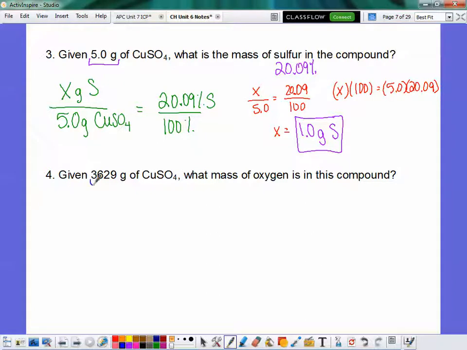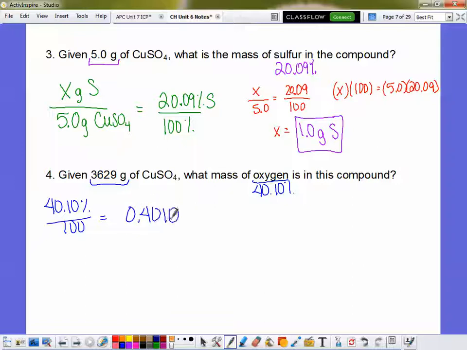So, in number 4, we have a different mass of the whole compound, and we want to know what mass is oxygen. And as Brendan told us before, of the whole compound, we had 40.10% oxygen. So instead of setting it up as a proportion, which you can certainly do, if that method makes more sense to you, do it that way. But like I said, I wanted to show you both ways. Here, we're going to first divide 40.10% by 100. And that is 0.4010. And then we're going to multiply that by the total mass, 3629 grams.